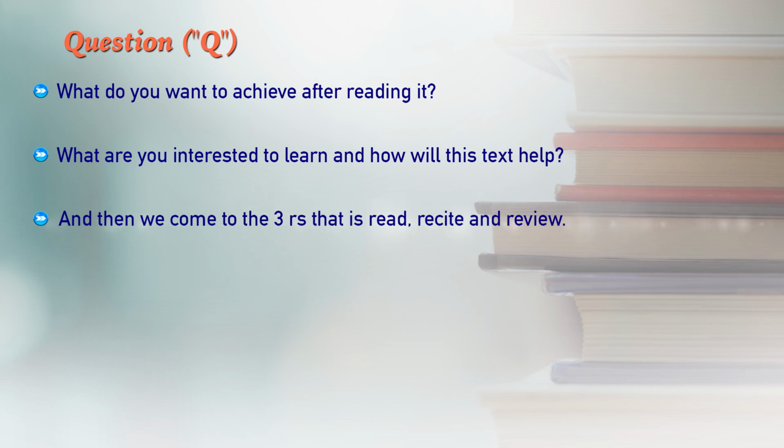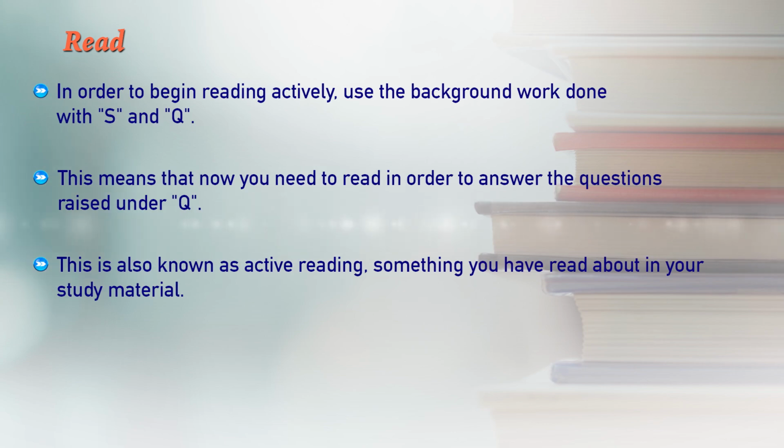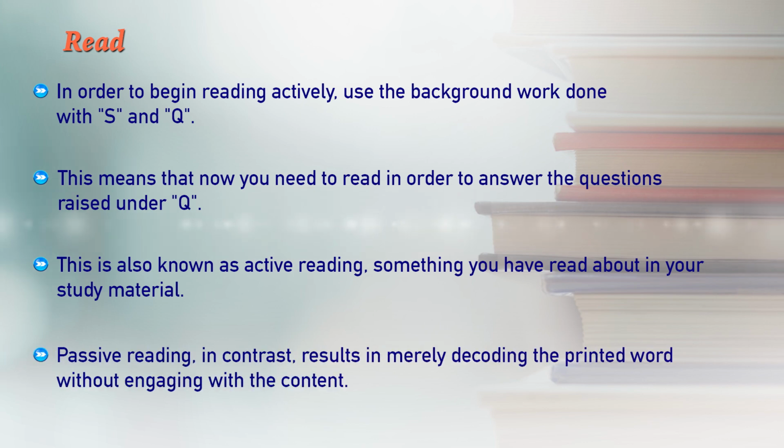And then we come to the 3 R's, that is read, recite and review. The first R, read. In order to begin reading actively, use the background work done in S and Q. This means that now you need to read in order to answer the questions raised under Q. This is also known as active reading, something you have read about already in your course material. Passive reading, in contrast, results in merely decoding the printed word without engaging with the content.